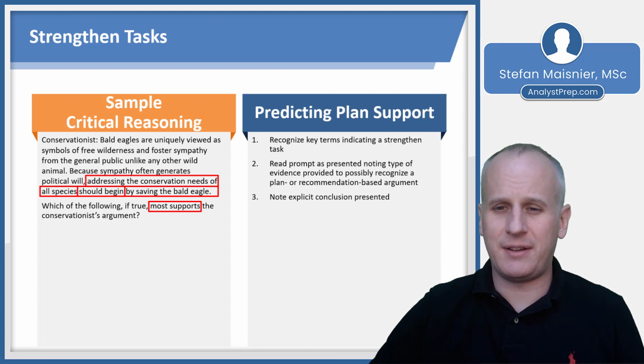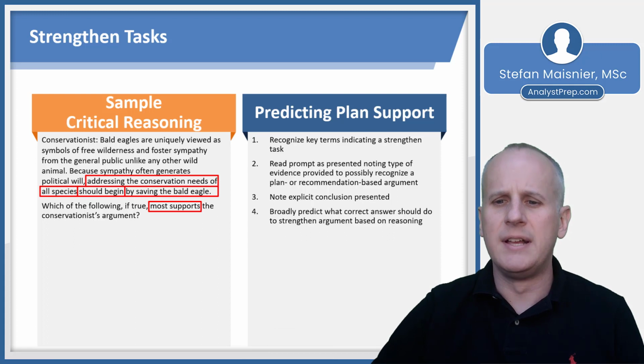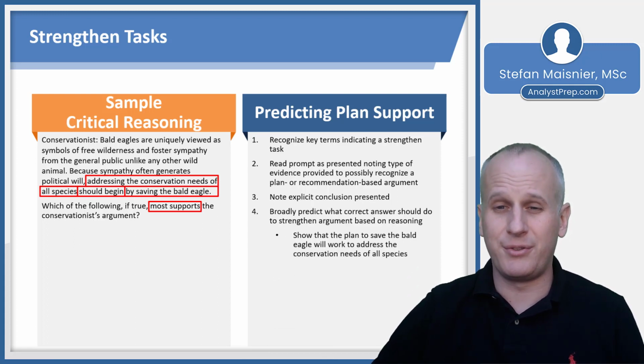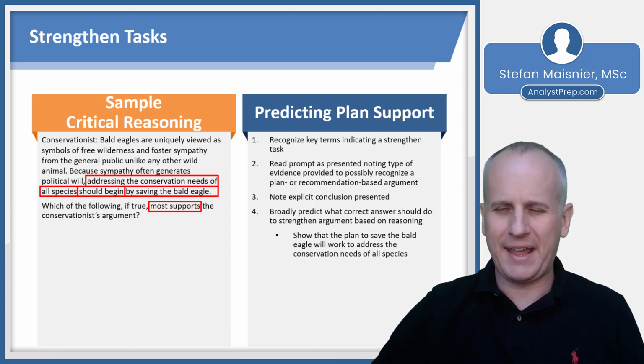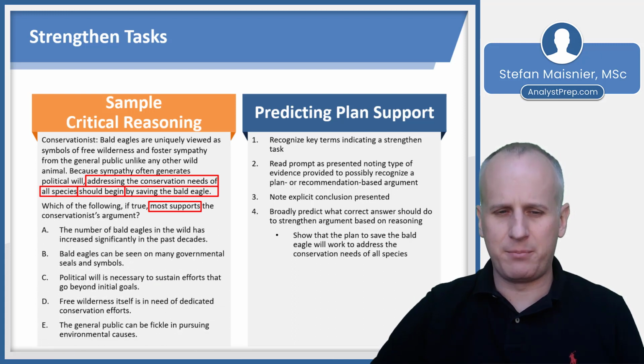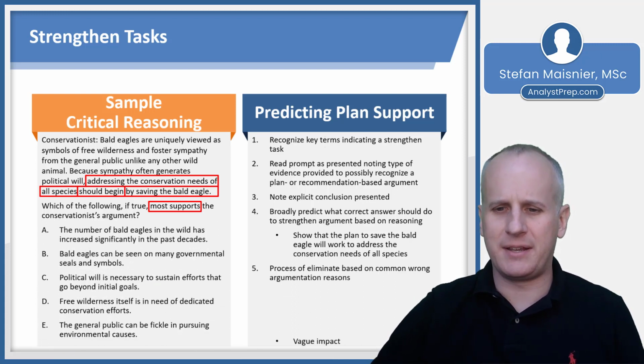Then we, as always, have to identify the explicit conclusion. You'll probably want to take a predictive note here to say what our prediction will be, but you can see I've helped a little bit here by highlighting. Unfortunately, you can't do that on the exact exam, but we know that our conclusion is that addressing the conservation needs of all species should begin by saving the bald eagle. So to broadly predict what the correct answer should do, we want to show that this plan is going to work. So we need to find an answer choice that shows that the plan to save the bald eagle will work to address the conservation needs of all species, because that is the goal of the plan as expressed in the argument.